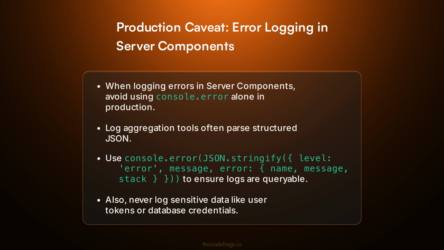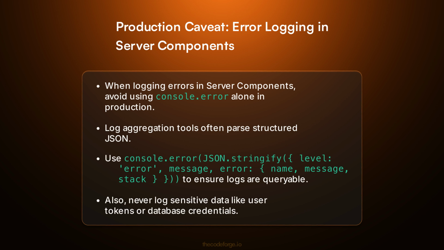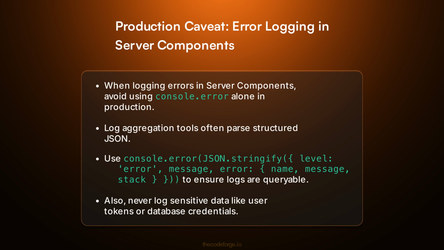When logging errors in server components, avoid using console.error alone in production. Log aggregation tools often parse structured JSON. Use console.error(JSON.stringify({level, error, message: error.message, name: error.name, stack: error.stack})) to ensure logs are queryable. Also, never log sensitive data like user tokens or database credentials.